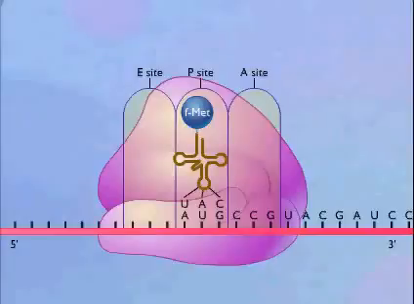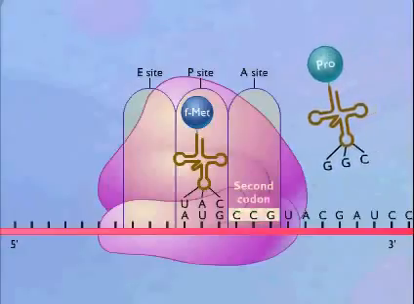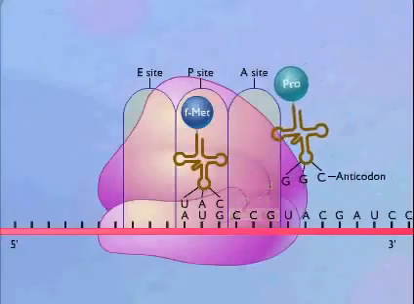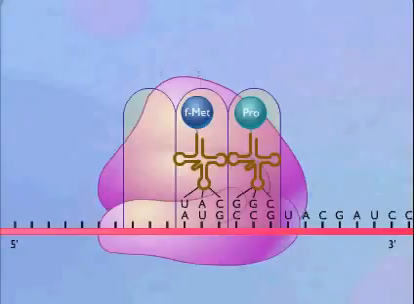The initiating transfer RNA carrying formylmethionine binds to the P site. A transfer RNA that recognizes the next codon and carries the second amino acid then moves into the A site. The formylmethionine carried by the transfer RNA in the P site is then joined to the amino acid carried by the transfer RNA that just entered the A site by a peptide bond.